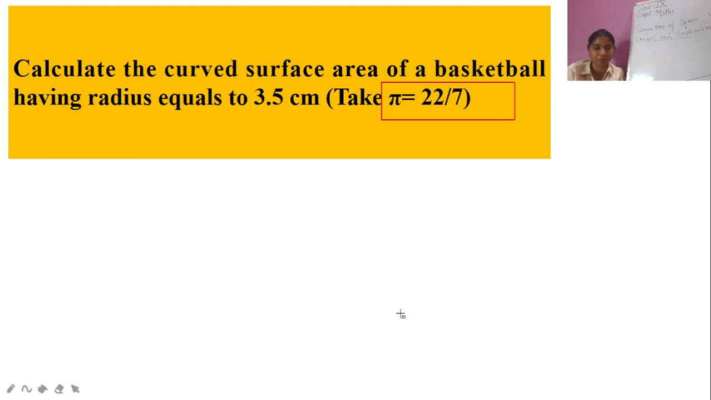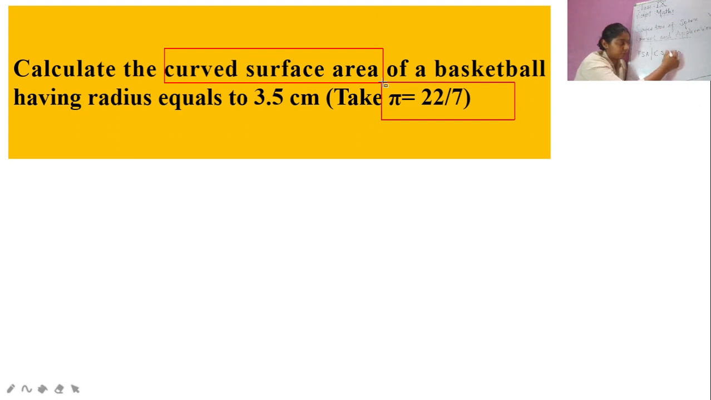Is it a sphere? Right, it is a sphere only. So students, why is it written in this question curved surface area of a basketball? Do we have any formula for curved surface area? If yes, no, right? So for the curved surface area, whenever we calculate TSA or CSA, that is total surface area or curved surface area of any sphere, we always get 4 pi r square.